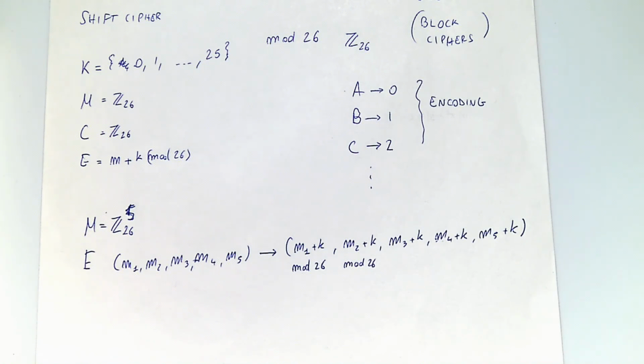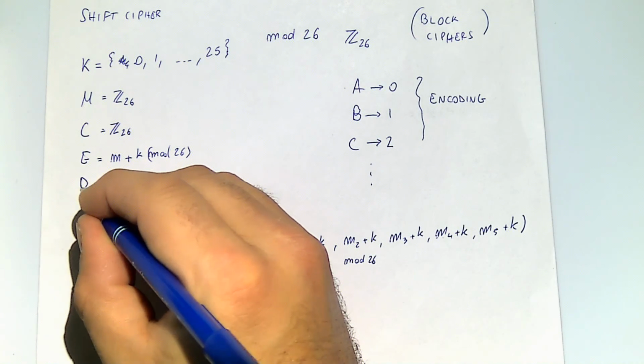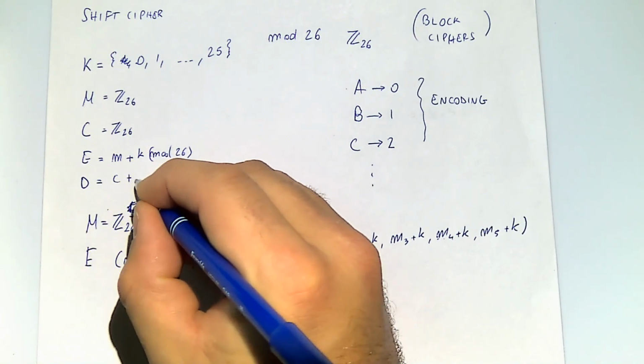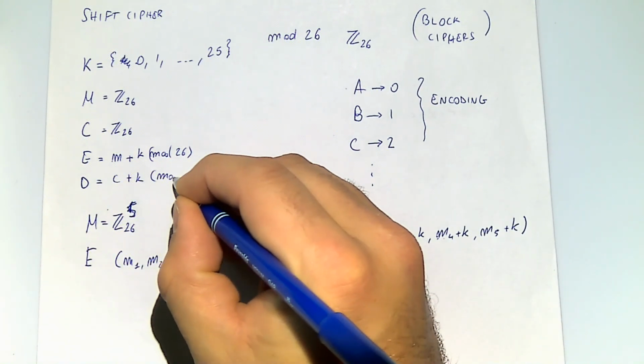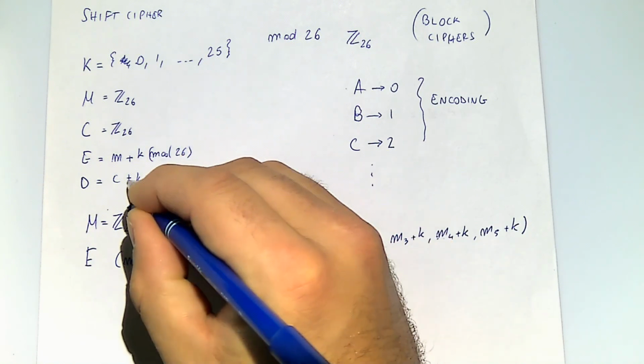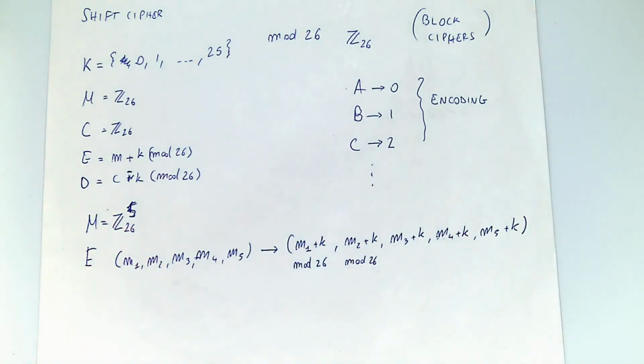And then the decryption, just so you can see that this is actually a symmetric scheme, would really be C plus K, mod 26, minus K. So it's really using the key in the opposite direction. It is really like turning the key right or left in the door.